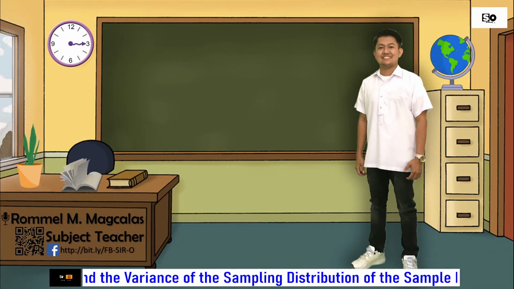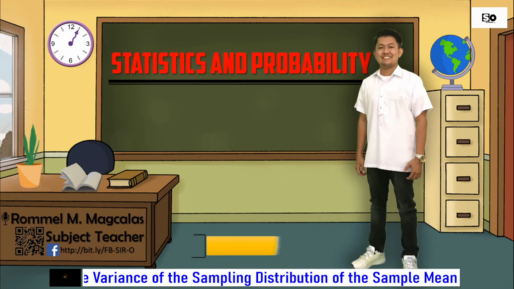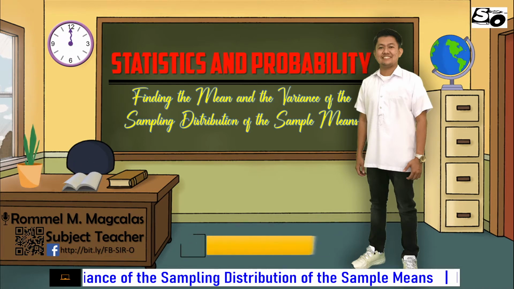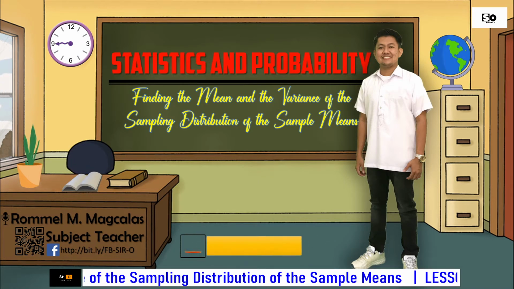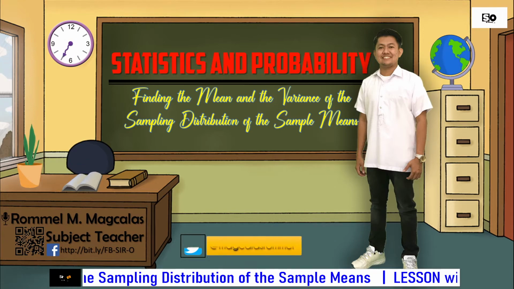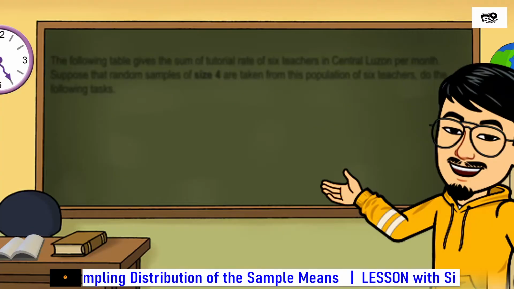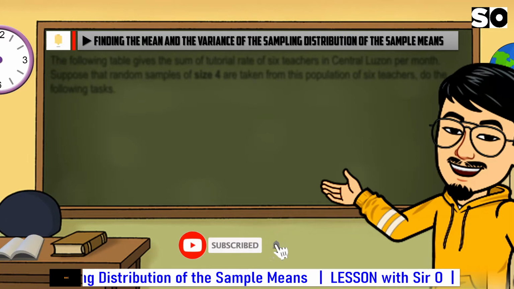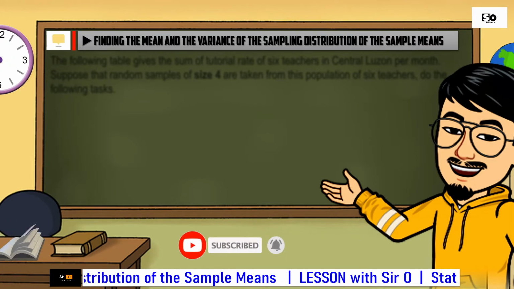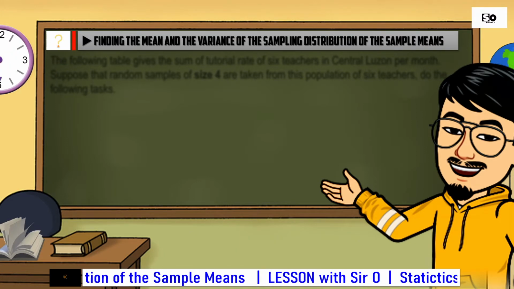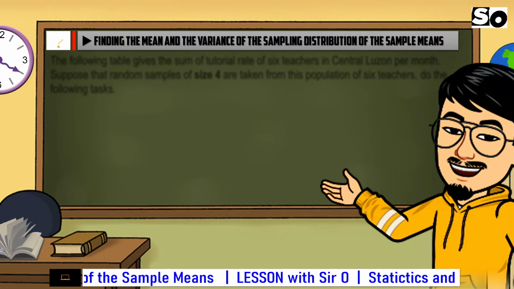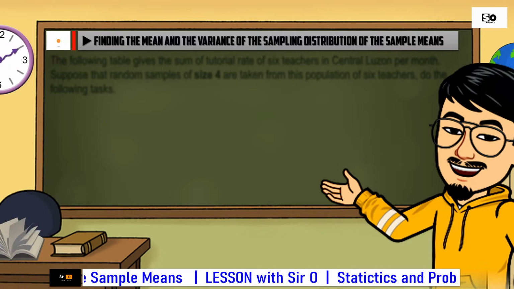Today's video lesson for statistics and probability is all about finding the mean and the variance of the sampling distribution of the sample means. Finding the mean and the variance of the sampling distribution of the sample means. For better understanding, we will put it in an example.